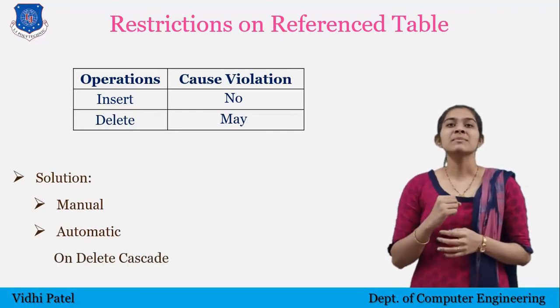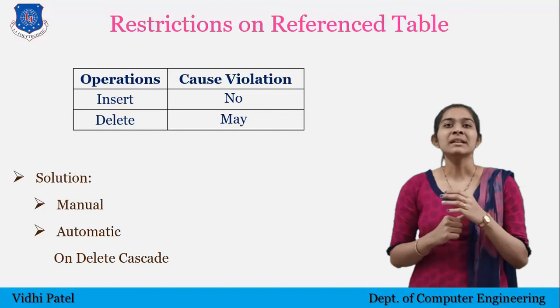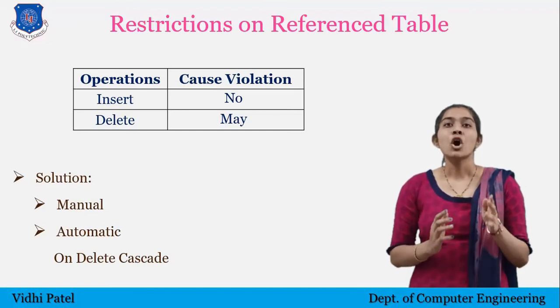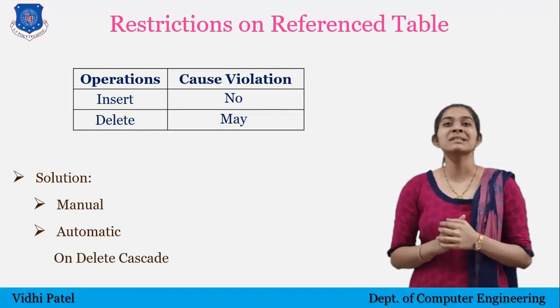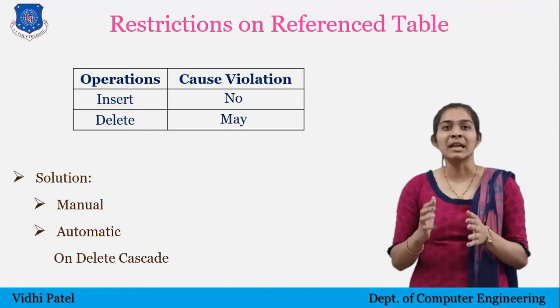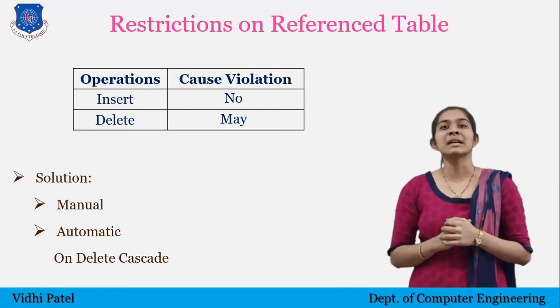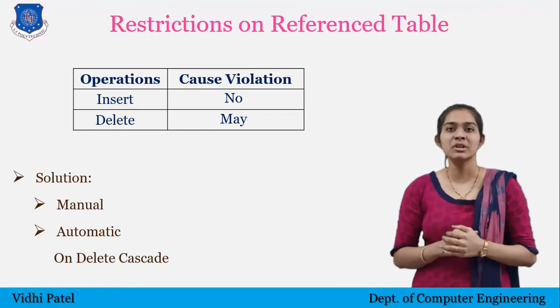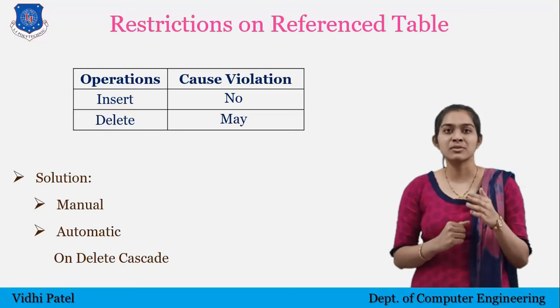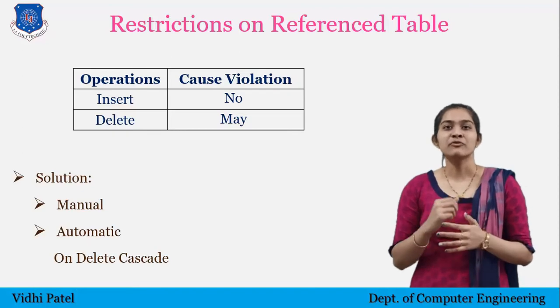This option overcomes the restriction enforced on the reference table for the delete operation. With this option, when any record from the base table is deleted, all the corresponding records from the referencing table are also deleted automatically. Consider that this option has already been provided while defining the foreign key in the course table. Now, if the record with student ID S01 is deleted from the student table, then all the records with student ID S01 are deleted from the referencing table, the course table.